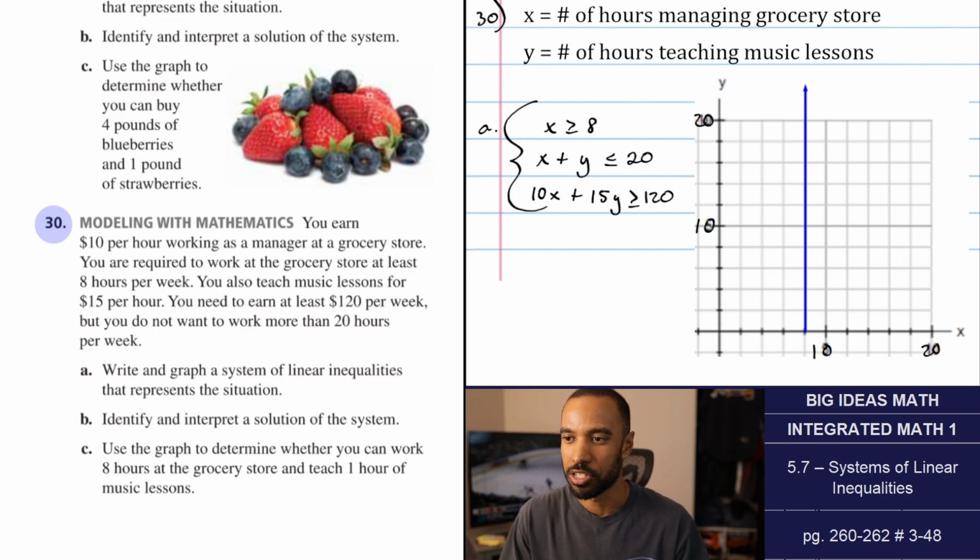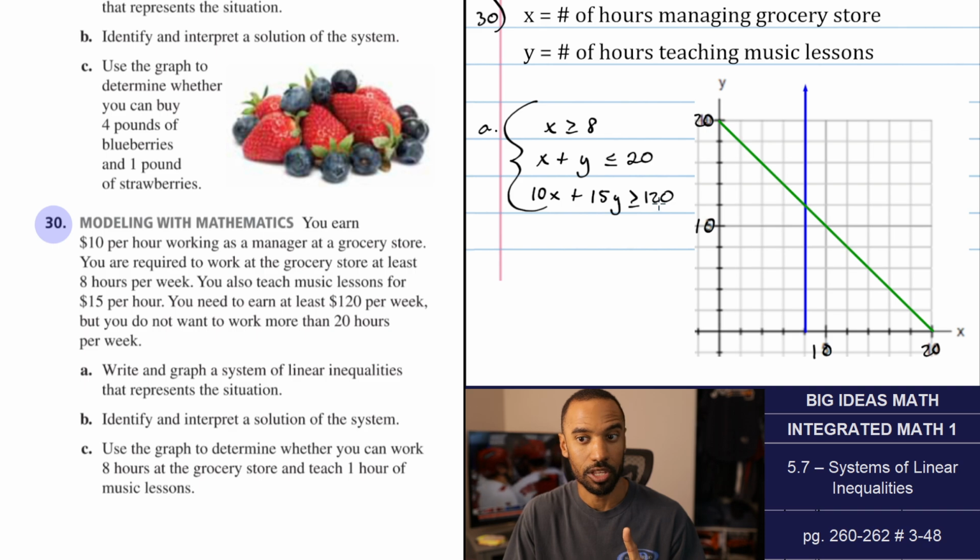x plus y is less than or equal to 20. Now that is, if you think about it, an x-intercept and y-intercept of 20. So we're going to go from this 20 here down to this 20 here. If you plug in (0, 0), it does work out. It makes a true statement, so we'll be shading underneath this line. So right now we're within this set right here is what we look like. But the third one still needs to apply, and I'll get there in a moment.